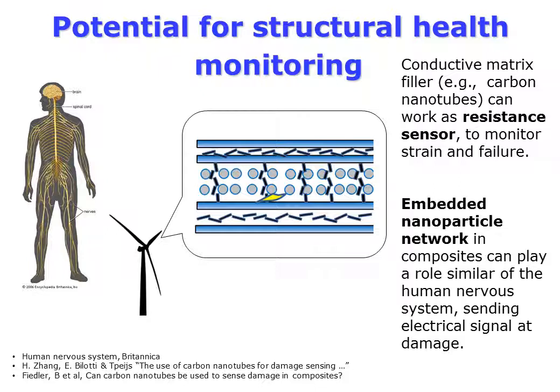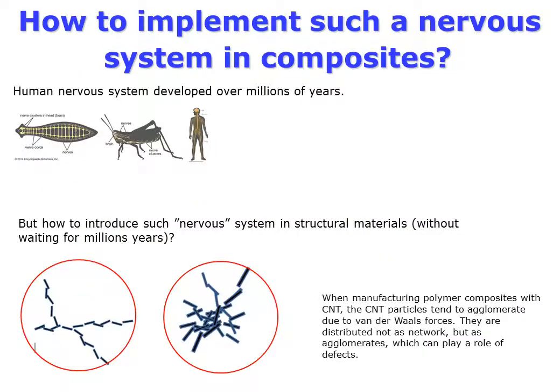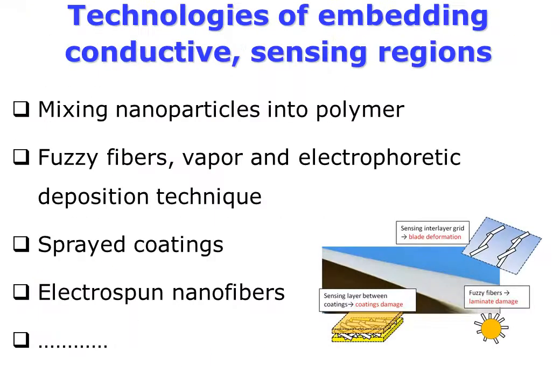This led to the idea to design sensing network in composites, similar to the nervous system of humans. There have been dozens of European, American and other projects, seeking to develop such embedded sensing system for aerospace and other applications. But how to develop such nervous system for wind turbine blades? Human nervous system developed over millions of years.